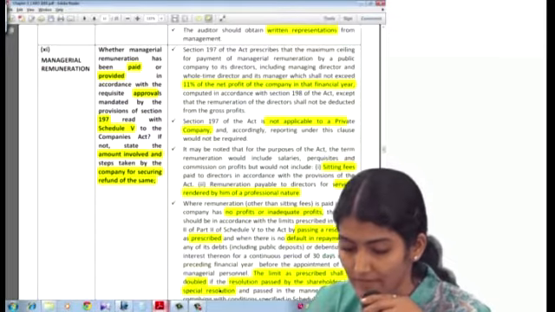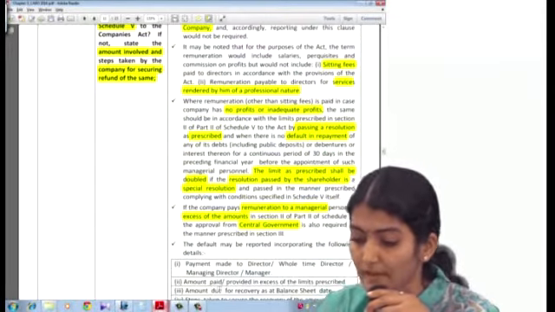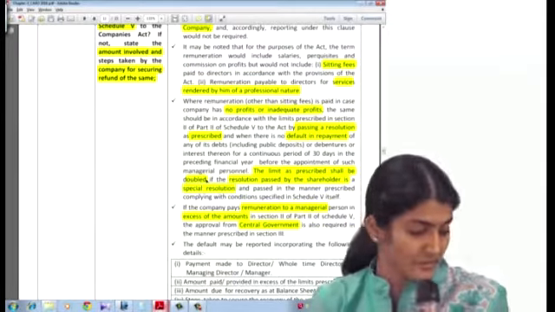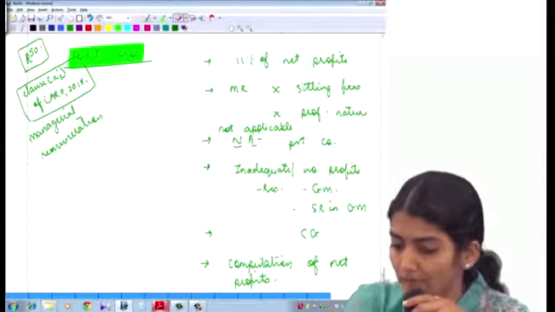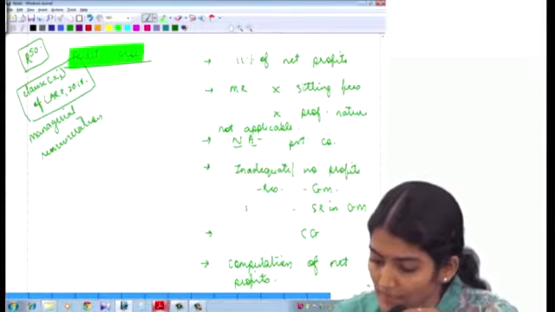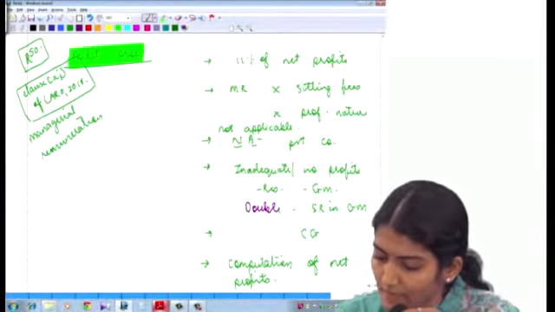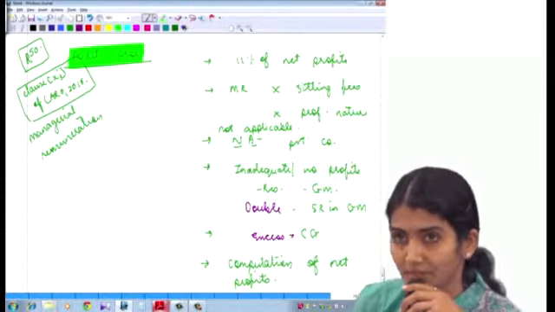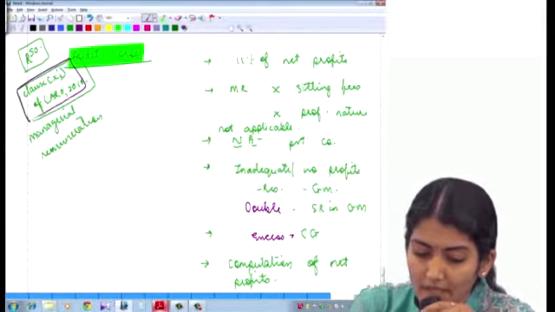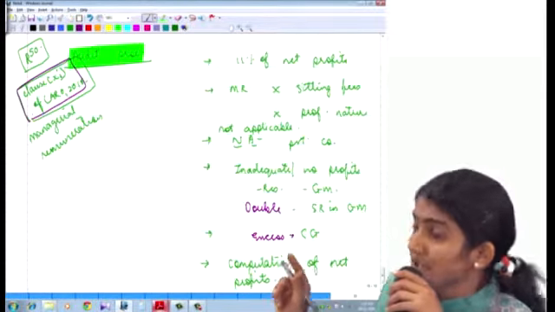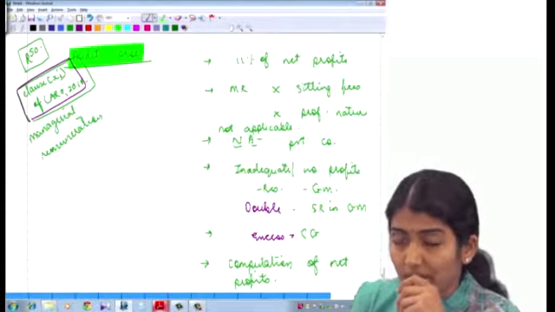Okay, for double it is special resolution. So if you want to double it, we can just swap these words. If it is to be doubled, then special resolution in the general meeting. And if you want to pay excess, then central government. Right, so that is clause 11, which is regarding the managerial remuneration.